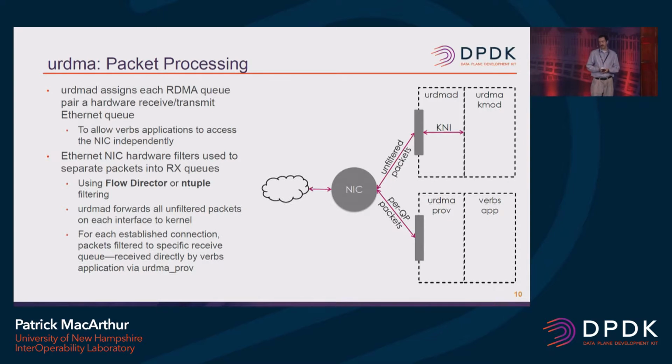All unfiltered packets are sent to the master process, and then they go to the kernel via KNI to allow the kernel to receive connection management packets, which are processed by the kernel. And I'll get into how the connection management works in a bit. Filtered packets go directly to the appropriate process to be processed as part of whatever RDMA queue pair they were intended to be used by.